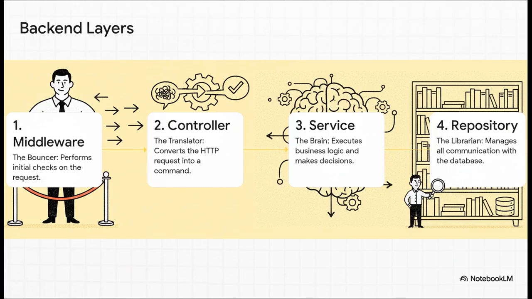From there, that nice, clean command gets handed off to the service layer. And this is the brain of the whole operation. This is where all the unique business logic lives. All the special rules, the complex calculations, the decision-making that makes your app what it is, it all happens right here.